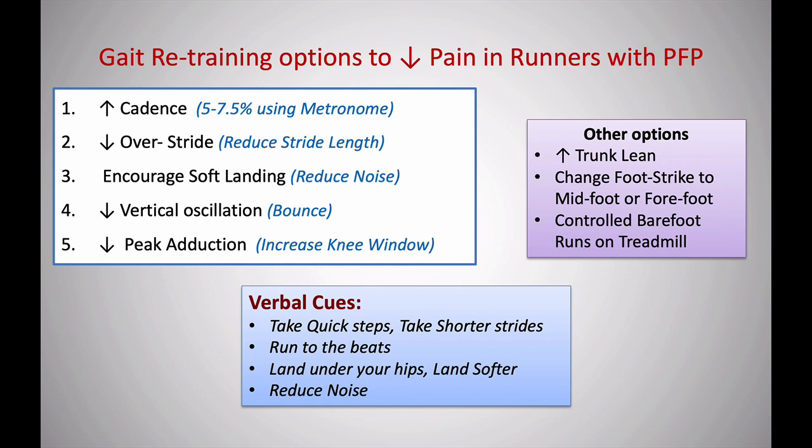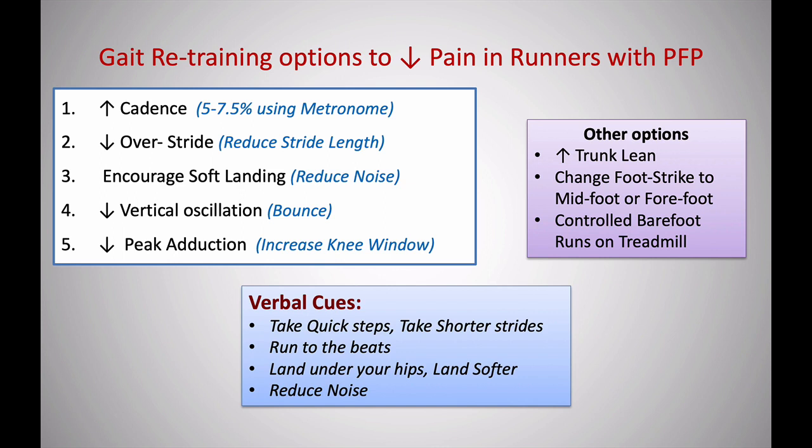Some people change the foot strike to midfoot to forefoot. That's a good strategy, but you have to be careful that it could lead to more Achilles and foot and ankle injuries like Morton's neuroma and stress fractures. Sometimes barefoot running on the treadmill is useful to get them into the pattern of a more natural method of running as well. So it's finding what works for you, and there are a lot of verbal cues you can use before you make those sorts of changes. Take quick steps, take short steps, run to the beats, land under your hips, land softer, reduce your noise.